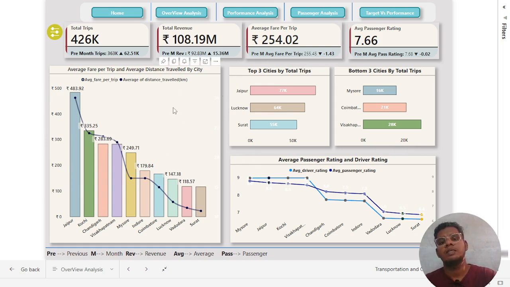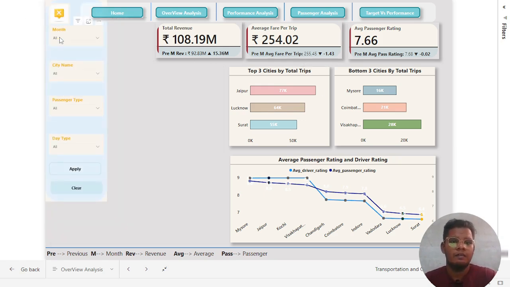For the top three cities by trip volume, Jaipur holds first place, Lucknow second, and Surat third. The bottom three are Mysore, Coimbatore, followed by Visakhapatnam. This data is for all periods, but when we apply a filter, for example, if I wanted to see the data for March.